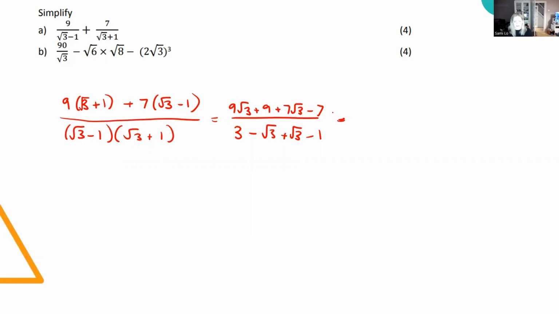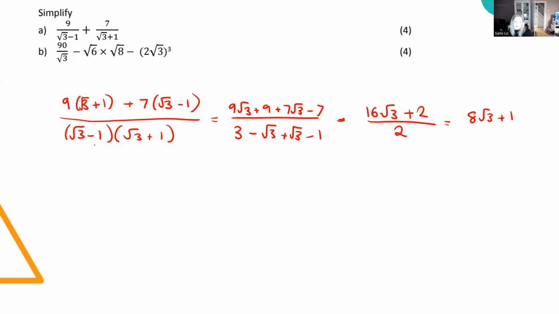Simplify that whole thing. So remember, collect the surds together. 9 plus 7 gives us 16 root 3. And 9 take away 7 is 2, so plus 2. And that's all over 3 minus 1, which is 2. At this stage, remember, we need to simplify as much as possible, so please do not leave it in that form. Notice that 2 goes into 16 and 2, so we can simplify that just slightly further. So 8 root 3 plus 1. Do not forget your plus 1 right at the end.